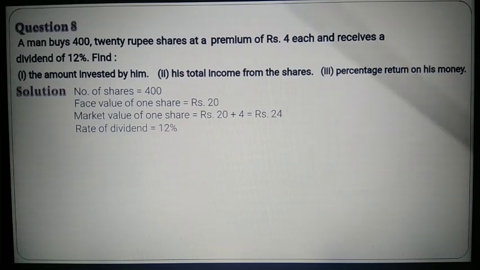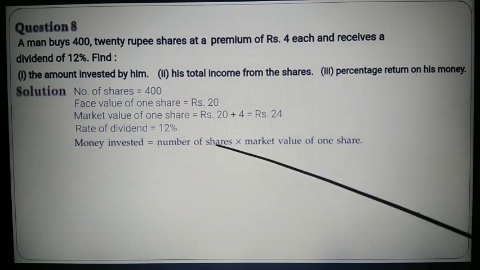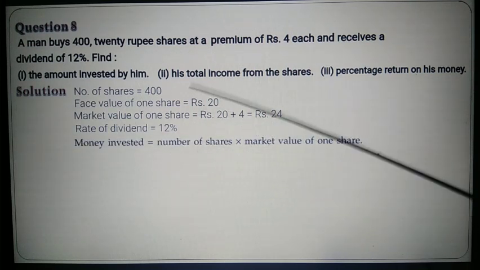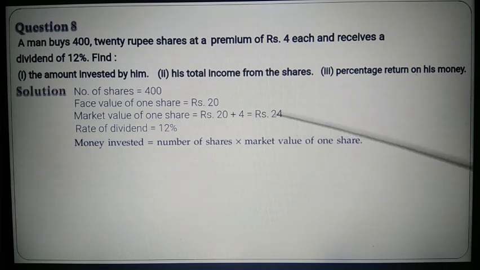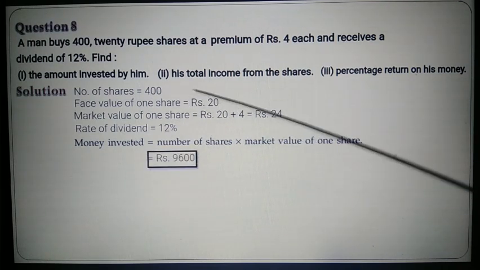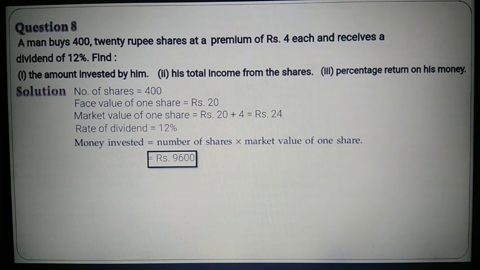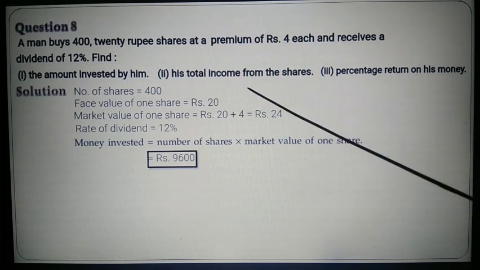Now the question says find the amount invested. So the amount invested, that is total investment, is given by number of shares into market value. So number of shares is 400 and market value is given to be 24. So 400 into 24 gives me this much. So my money invested is rupees 9,600. Okay, next is total income.